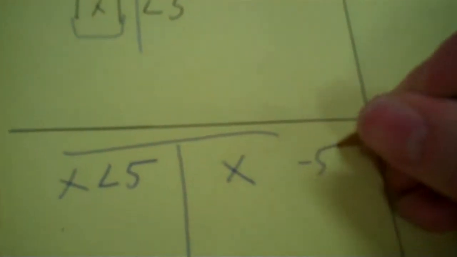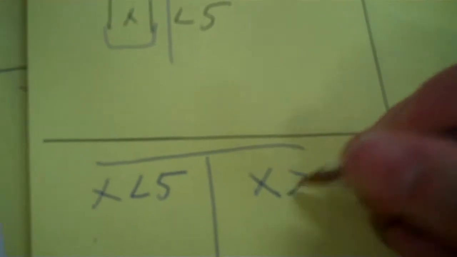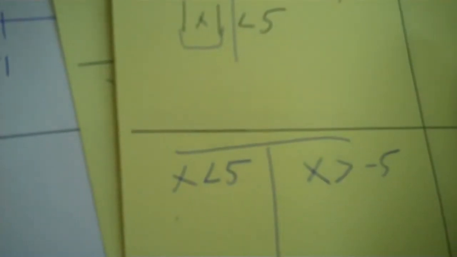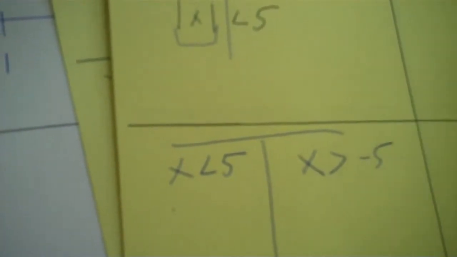So I go -5, but then the sign has to switch. That's pretty well solved. Okay. You can go ahead and graph that. You have to graph it though, unlike yesterday, because you just had an equals sign. So I go 5, -5.